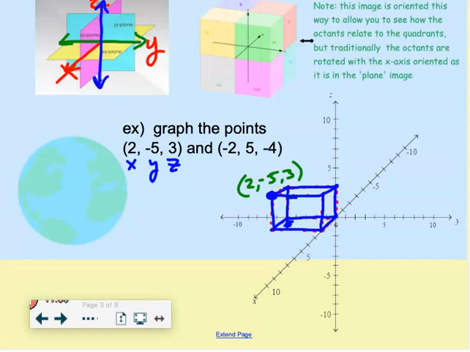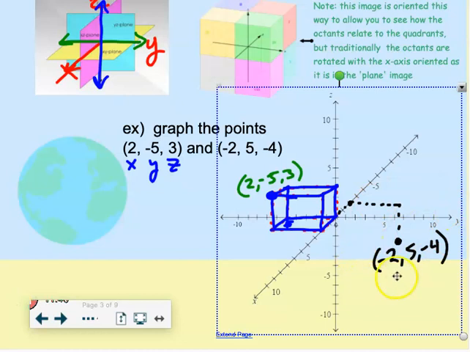So I want you on paper to try to graph the point -2, 5, -4. Take a minute and give it a shot. Okay. So there's our second point. -2 on the x, 5 on the y, -4 on the z.